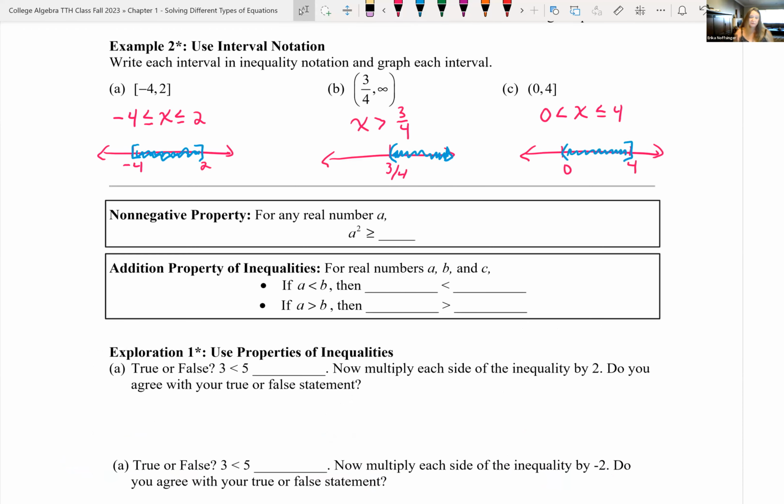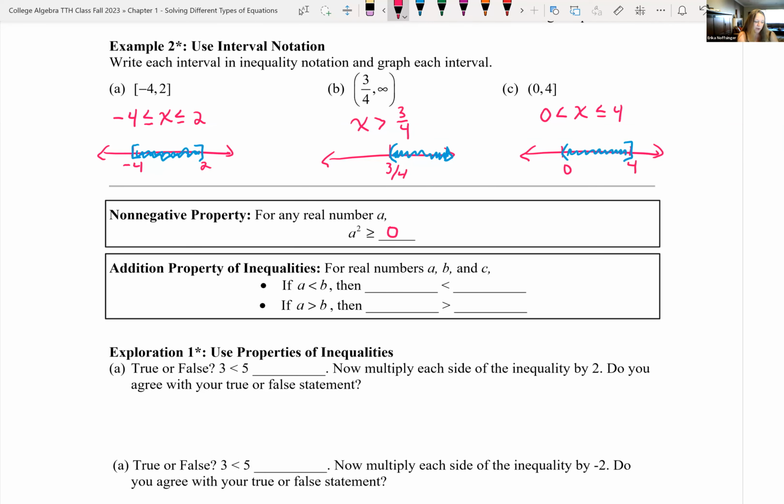We now have some properties in front of us, the non-negative property. So for any real number a, if we square a real number, this is always going to be greater than or equal to 0. We can't square a negative number and get back a negative number. And so if we have a square of a real number, that has to be greater than or equal to 0.